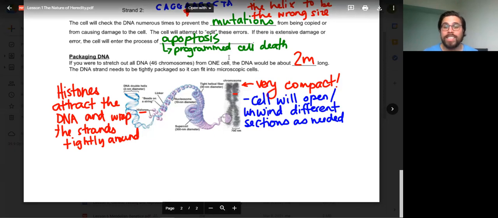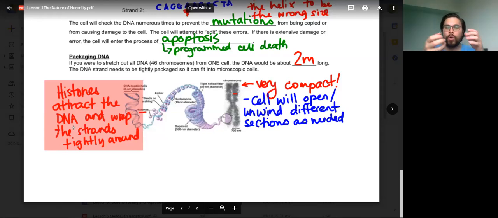So how does it get packed into that tiny, tiny single cell? Well, we have what's called histones. These histones are able to wind the DNA up like a string on a spool, and it winds up the DNA nice and tight and compact without damaging it. Many, many histones are needed to wrap up that 2 meters worth of DNA. Those histone-wrapped DNA sequences coil up and form what's called a chromosome. It is very compact, and the cell will open and unwind different sections of that DNA as needed for replication, for protein purposes, or anything and everything in between.